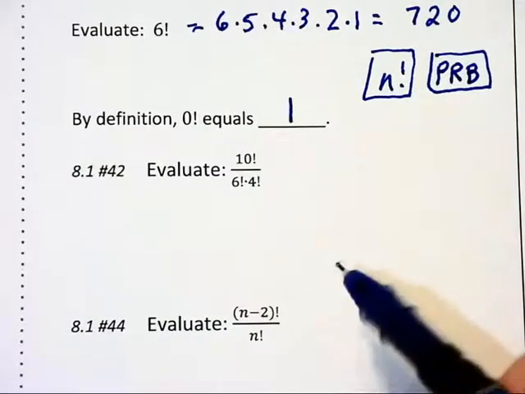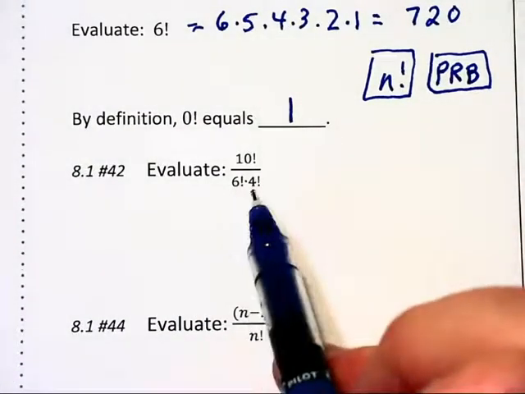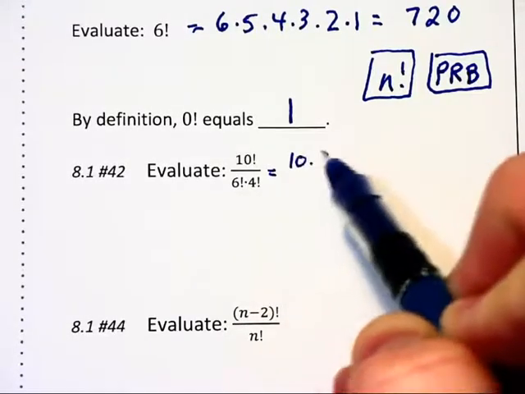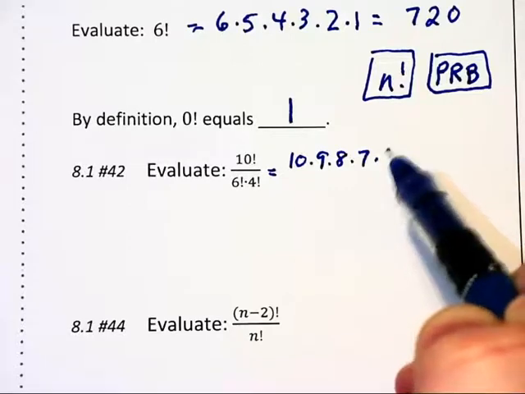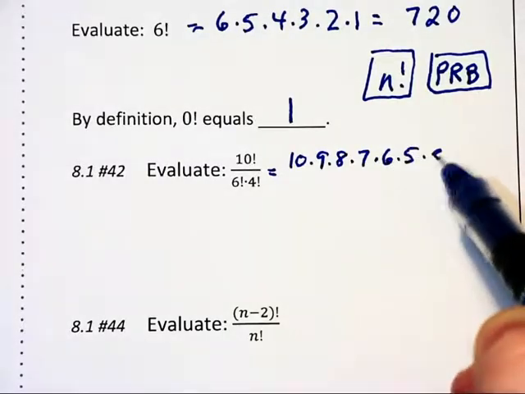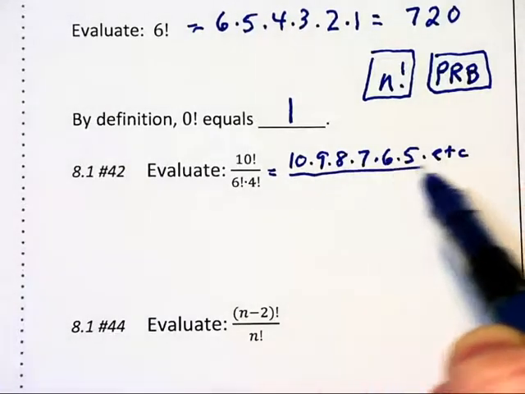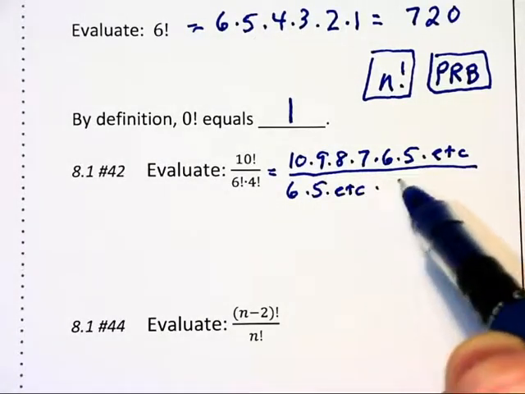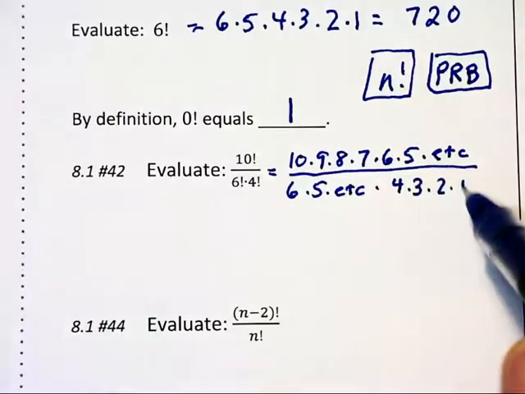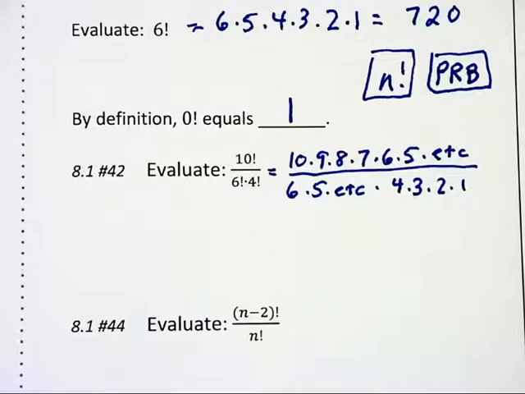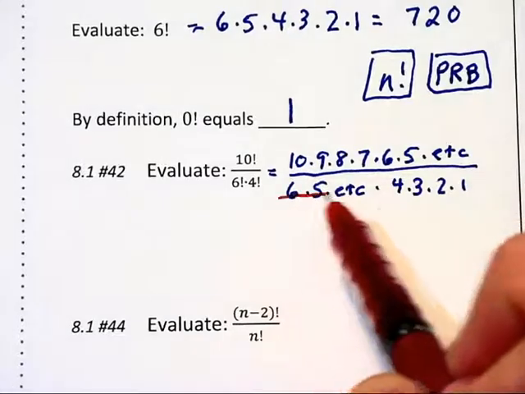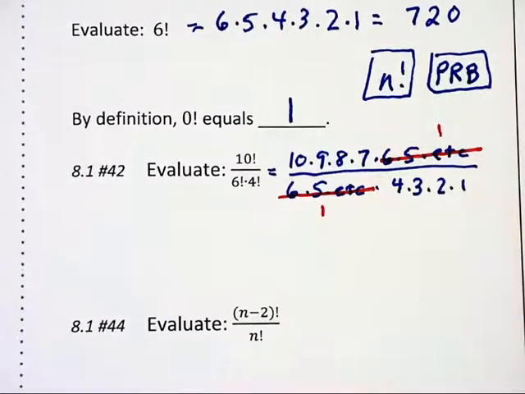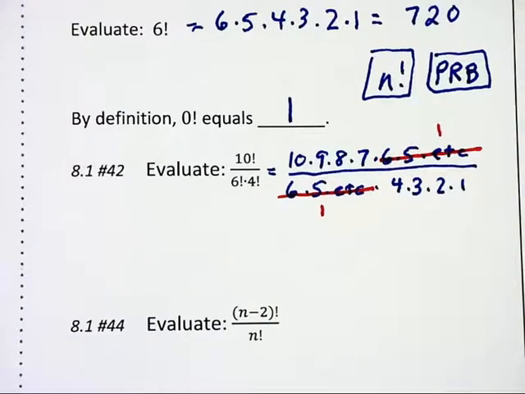Now, let's evaluate 10 factorial divided by 6 factorial times 4 factorial. This is equal to 10 times 9 times 8 times 7 times 6 times 5 times etc. divided by 6 times 5 times etc. times 4 times 3 times 2 times 1. Now, we usually don't write etc. all that often, but the 6 and below will cancel from the numerator and the denominator, and that's why it was convenient for me to use etc.